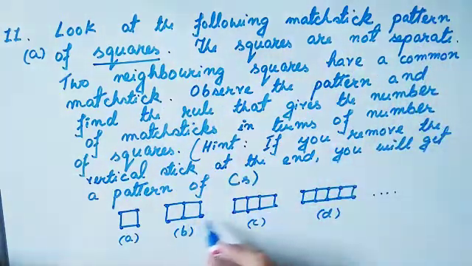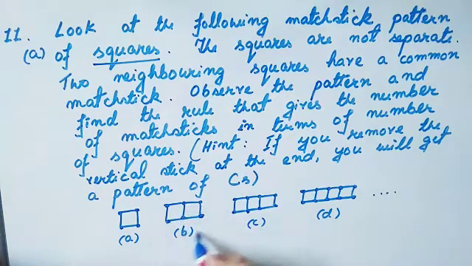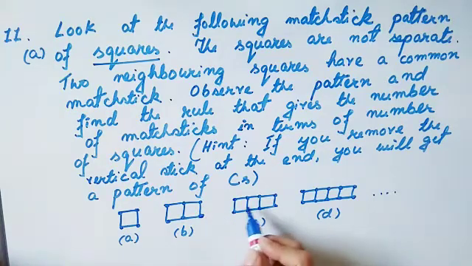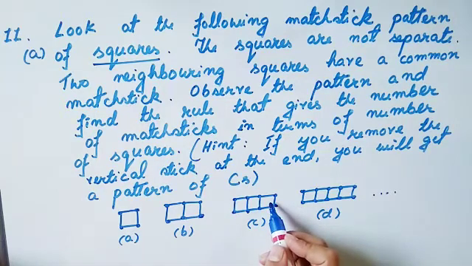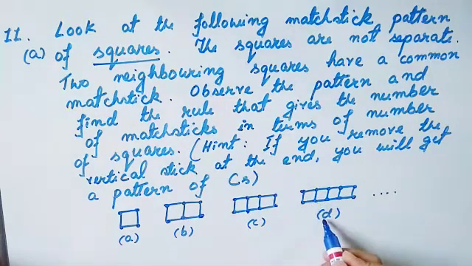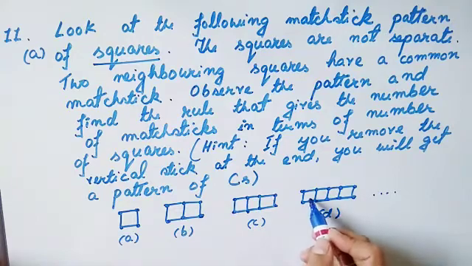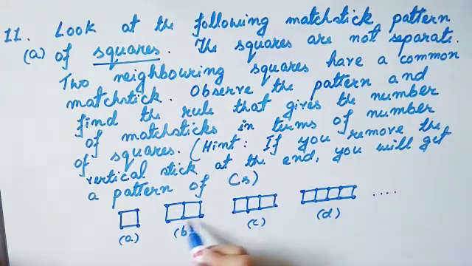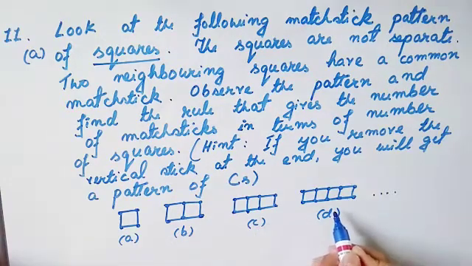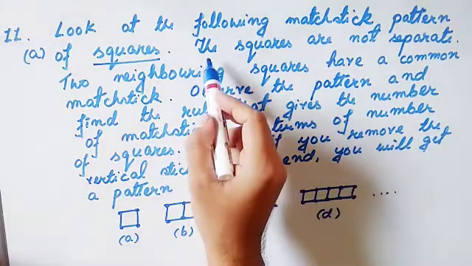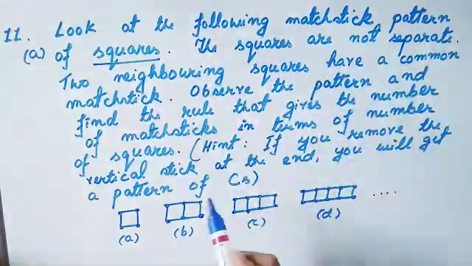So as we can see from the figures, in figure number B, how many squares are there? Yes, there are 2 squares. And in figure number C, how many squares are there? 1, 2, 3, right? 3 squares are there. And in figure number D, how many squares are there? 4 squares are there. So all these squares, in figure number B, figure number C, and figure number D, they are not separate, right? So that's why the question is saying the squares are not separate.